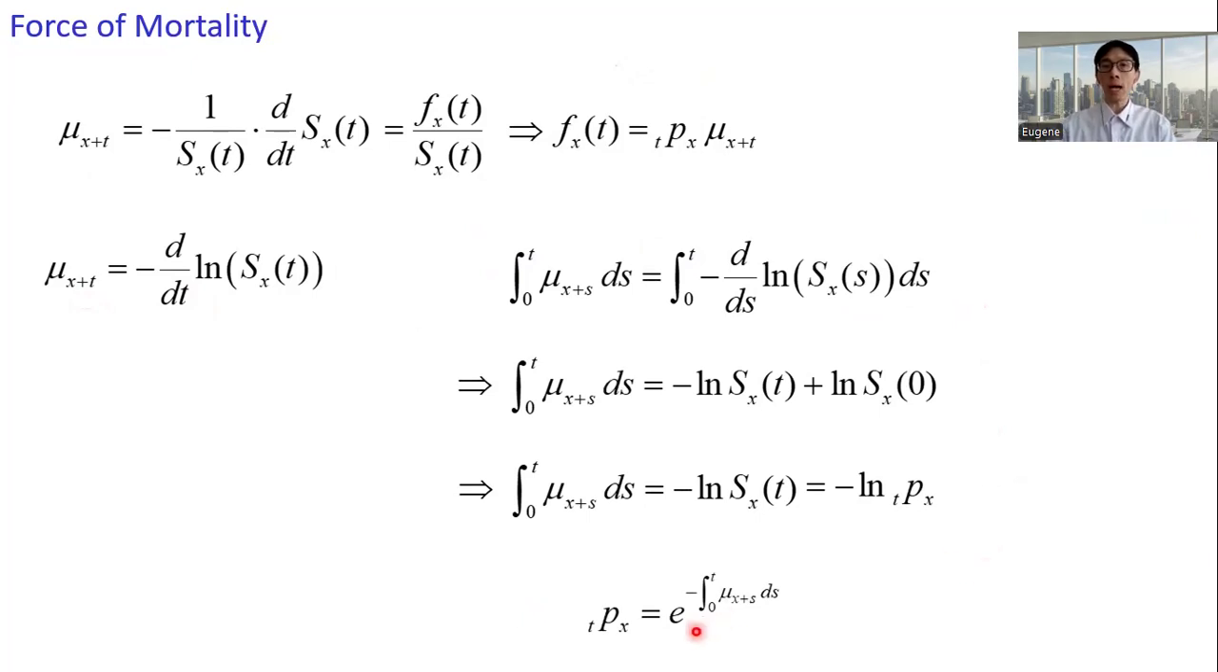This is e to the power of the negative of the integral of the force of mortality mu x plus s, evaluated from 0 to t. By the change of variable, this expression can also be written as the integral of mu s evaluated from x to x plus t. No matter which expression you use, you are integrating the force of mortality function from x to x plus t.